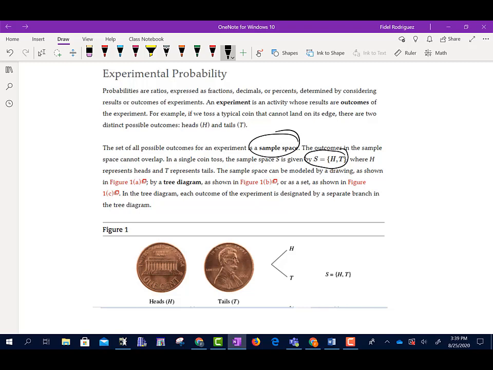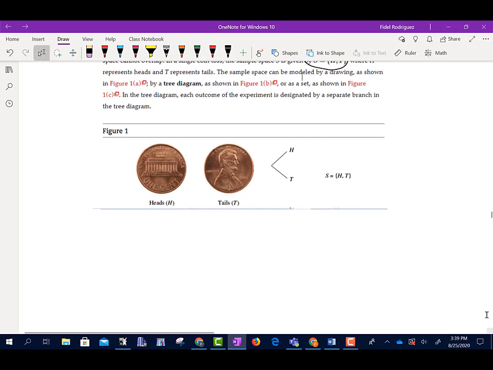It says the sample space can be modeled by a drawing, what we call a tree diagram. It says in a tree diagram, each outcome of the experiment is designated by a separate branch. So you flip a coin and it'll either be heads or it'll be tails, right? And there's my sample set.